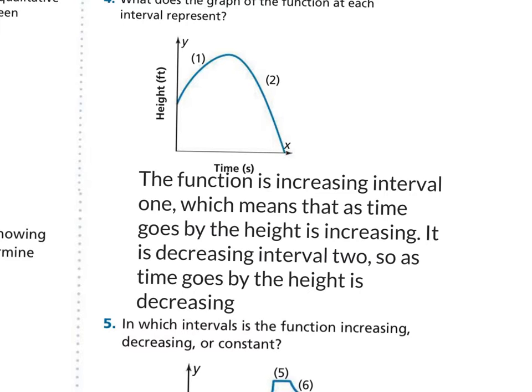We could say the function is increasing in interval 1, which means that as time goes by the height is increasing. It is decreasing in interval 2, so as time goes by the height is decreasing. Okay, and again, that's just kind of looking at our labels on the x-axis and y-axis to give a little bit more description than just saying increasing interval 1, decreasing interval 2.